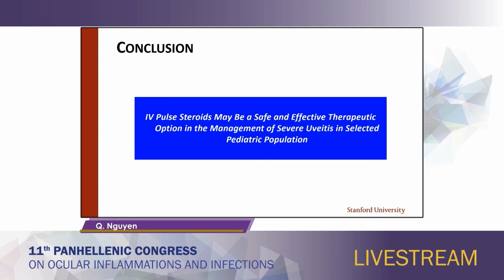Therefore, in conclusion, what I hope to share with you today, based on our experience in managing pediatric non-infectious uveitis that were either severe or resistant or refractory or showed incomplete response to other treatment modalities, including immunomodulatory therapy and use of biologics, is that intravenous pulse steroid may be a safe and effective therapeutic option in the management of severe uveitis in a selective pediatric population.